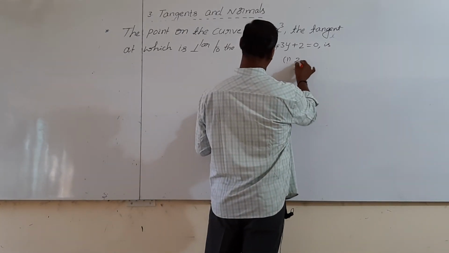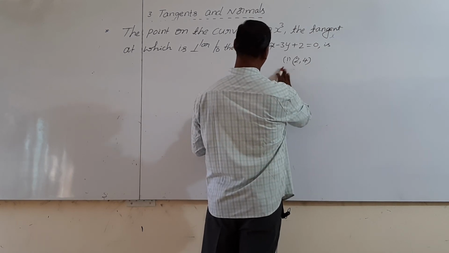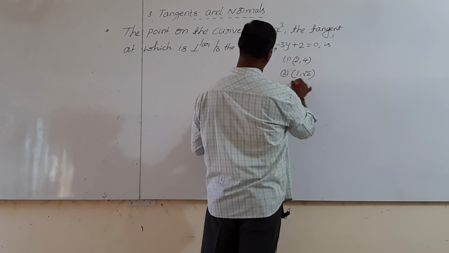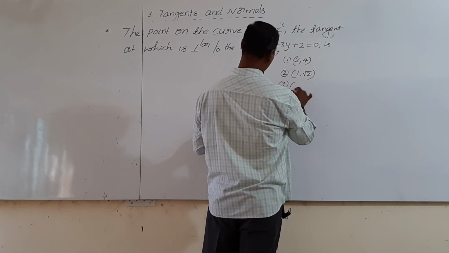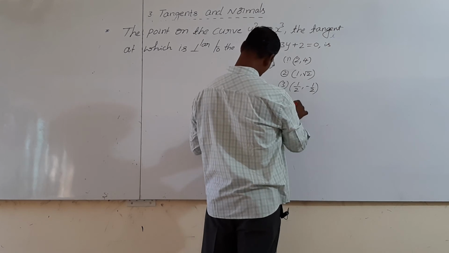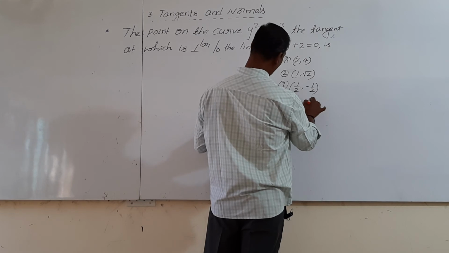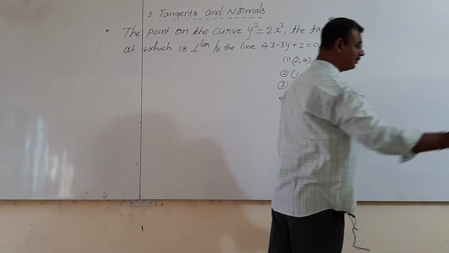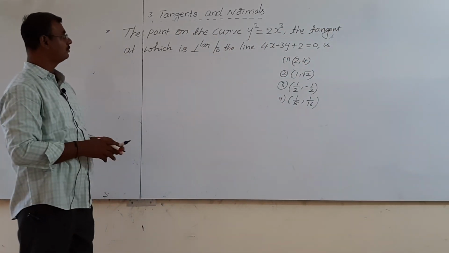Option number 1, 2 comma 4. Option number 2, 1 comma root 2. Option number 3, 1 by 2 comma minus 1 by 2. Option number 4, 1 by 8 comma 1 by 16. So these are the options the question is asking about. How to find the point on the curve?